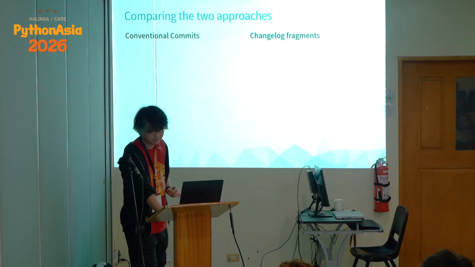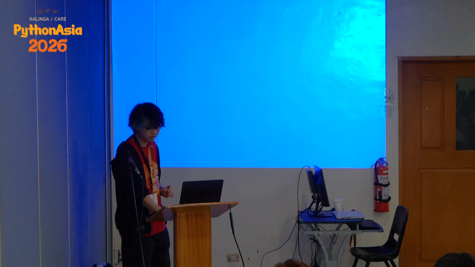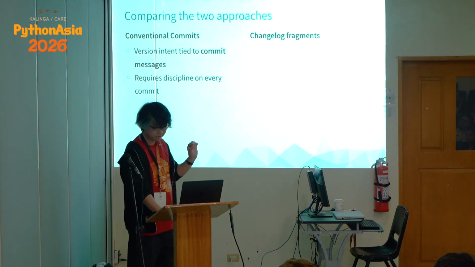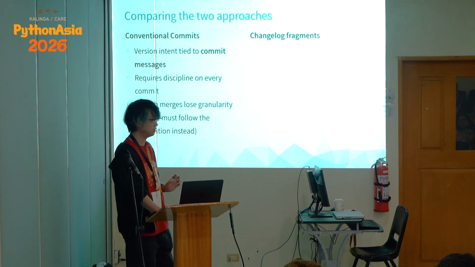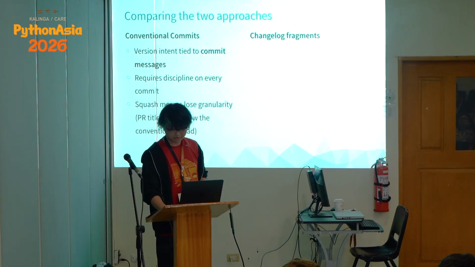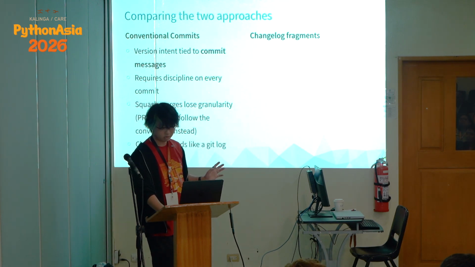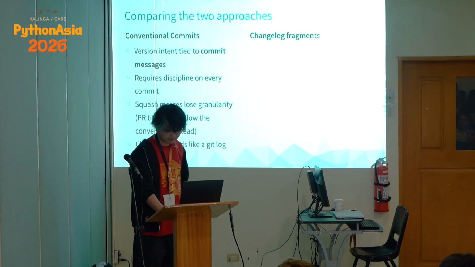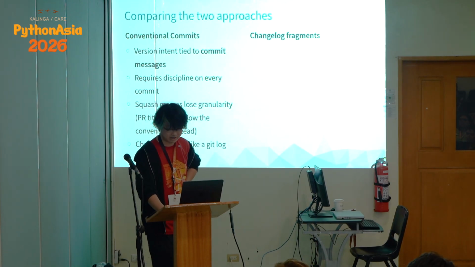So let me compare them side by side in short. A conventional commit ties version intent to commit messages. You need discipline on every commit. As I said, you have to follow the fixed format of the commit messages. And if you squash merge, I love squash merge when merging a pull request with the main branch, by the way, you lose that granularity. That means pull request titles have to follow the same conventional commits rule instead. And honestly, the changelog tends to read like a Git log.